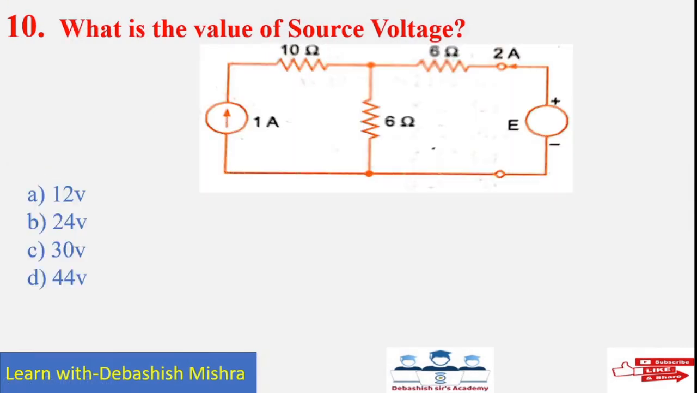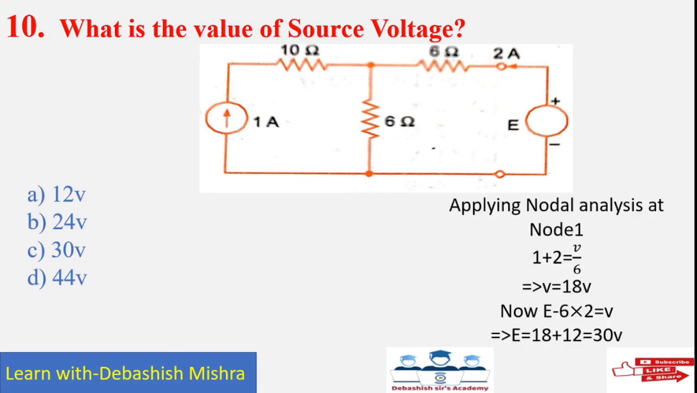What is the value of the source voltage? 12, 24, 30, 44. Applying nodal analysis at node 1. This 1 is incoming, 2 is also incoming. So 1 plus 2 equals V by 6. So V equals 18, 6 into 3, 18. Now this is the source voltage E. E minus 6 into 2 equals V. If you add this voltage, you get E equals 18 plus 12, which is 30 volt. So answer is C, 30 volt.